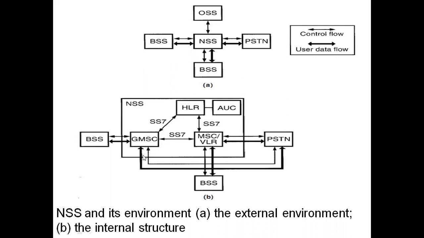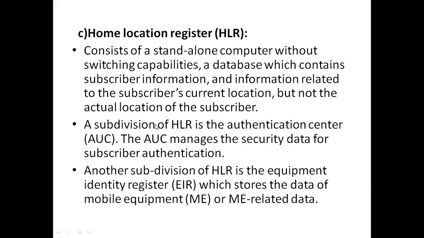Coming to the internal structure, this is the internal structure of NSS. So NSS consists mainly of MSC, GMSC, HLR, AUC, and in MSC we have some VLR also. And it also communicates with other BSS and PSTN networks. Okay. So this is the external environment, and this is the internal structure of NSS.